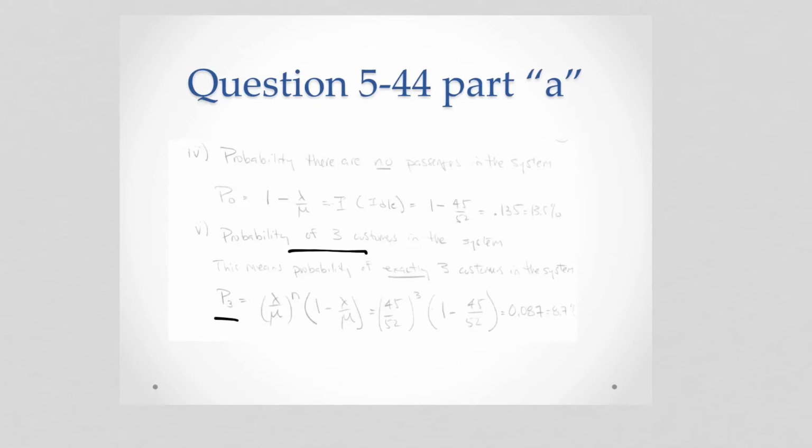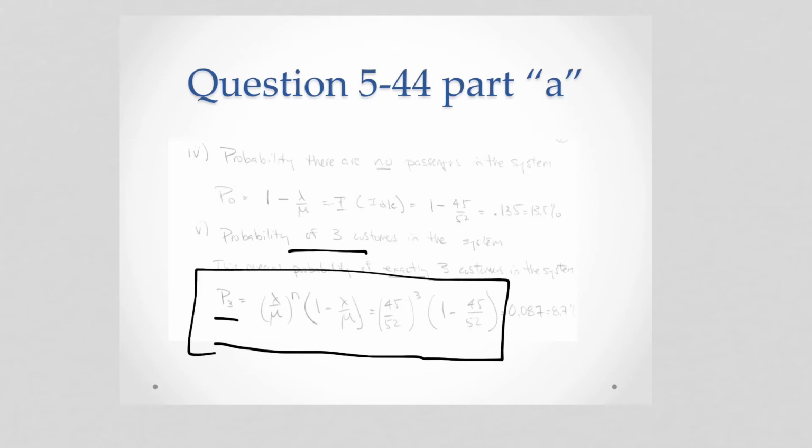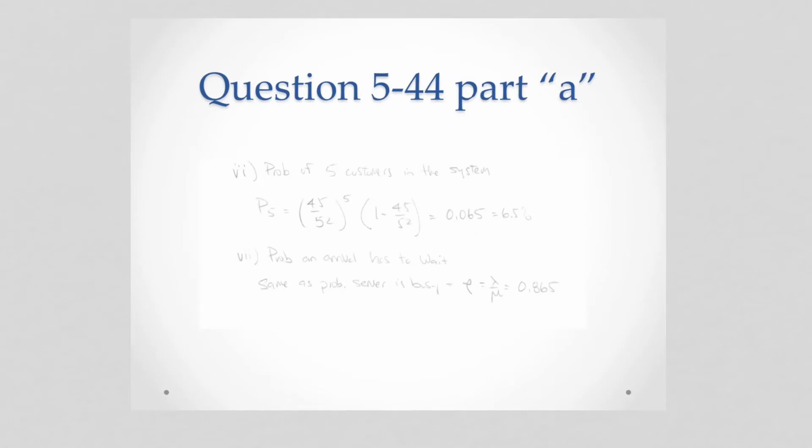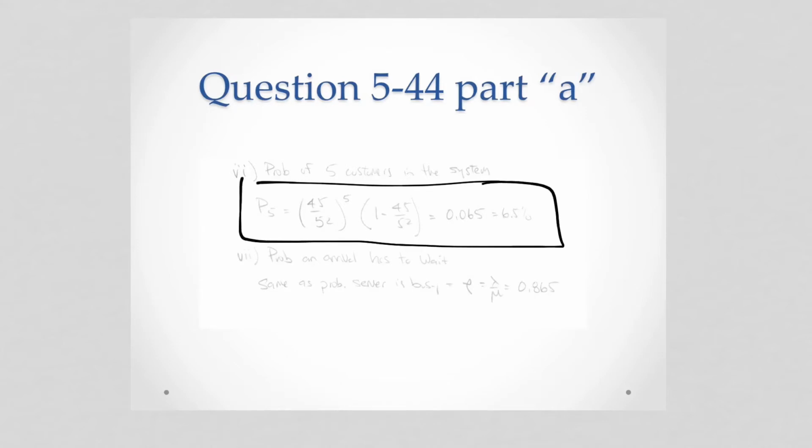So P3, we have a formula for that right there. Plug it in. We get our answer. Very good. So that's P3. P5, the next question, probability of 5 customers in the system, same thing, it's P5. So we have the formula, we plug it in, nothing more unusual than that.